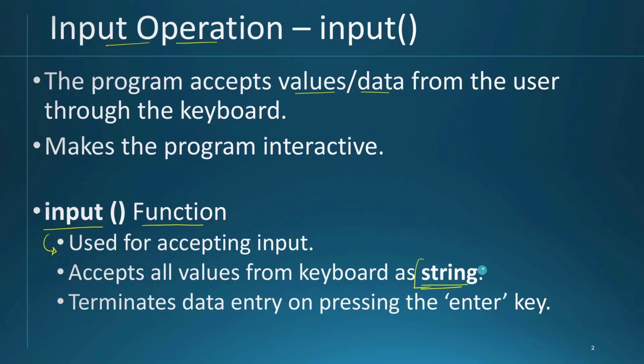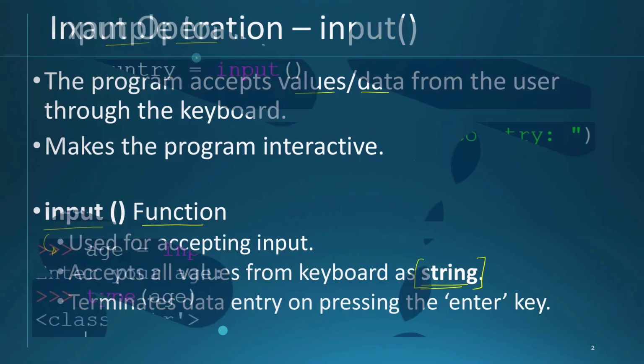So you should understand this very clearly. Whatever you enter from the keyboard is read as a string into your program by this function. Now the input function will terminate data entry on pressing the enter key. So if you want to enter a big number, you can enter 2, 3, 5, 6, 7, 8, 9, all the digits that you want. And finally, when you have to make this entry into the program, you have to press enter. This big number will be read from your keyboard by the input function and moved into your program's memory.